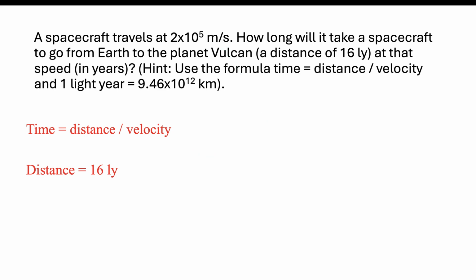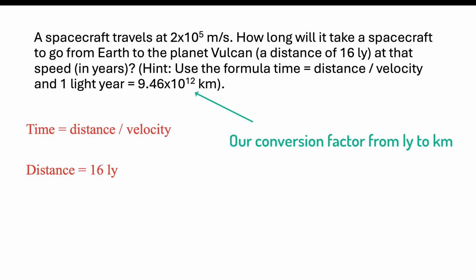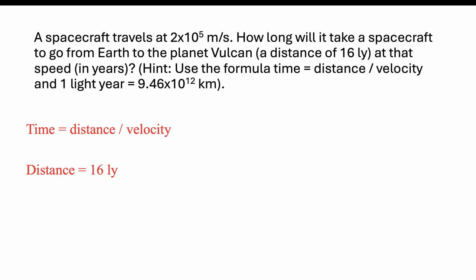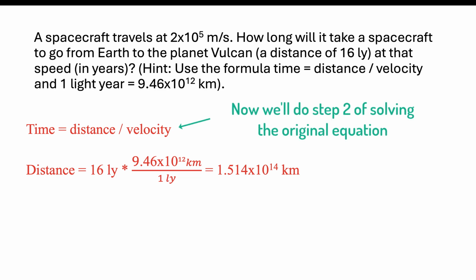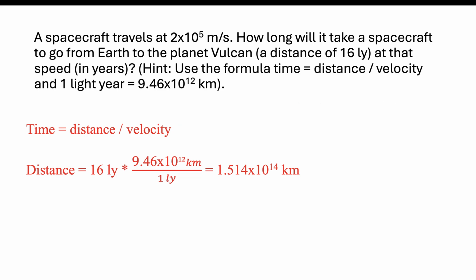It's easy to convert light years to meters. The conversion factor is given to us in the problem statement. We'll do this as a separate step. We're given the distance conversion to be 1 light year is the equivalent of 9.46 times 10 to the 12th kilometers. Doing the conversion is going to look like this, with the like units canceling out, leaving behind kilometers as our result. Now we're going to solve the equation distance divided by velocity.